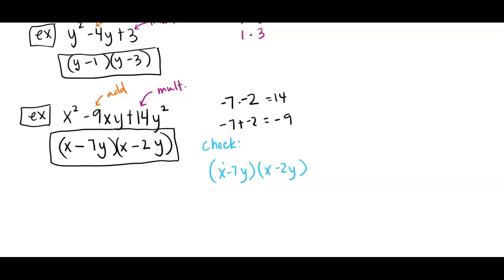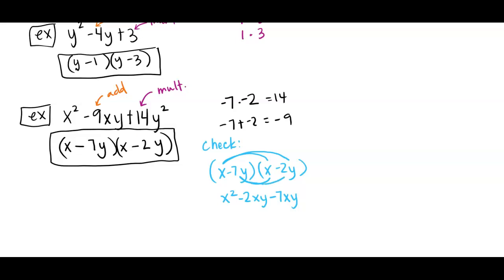Right, so if I do x times x, that gives me x squared. X times negative 2y is negative 2xy. When I do this times this, I get negative 7xy. And remember, it doesn't matter if you put yx or xy, but usually in math we just write it in alphabetical order, so that's why I'm putting it that way.